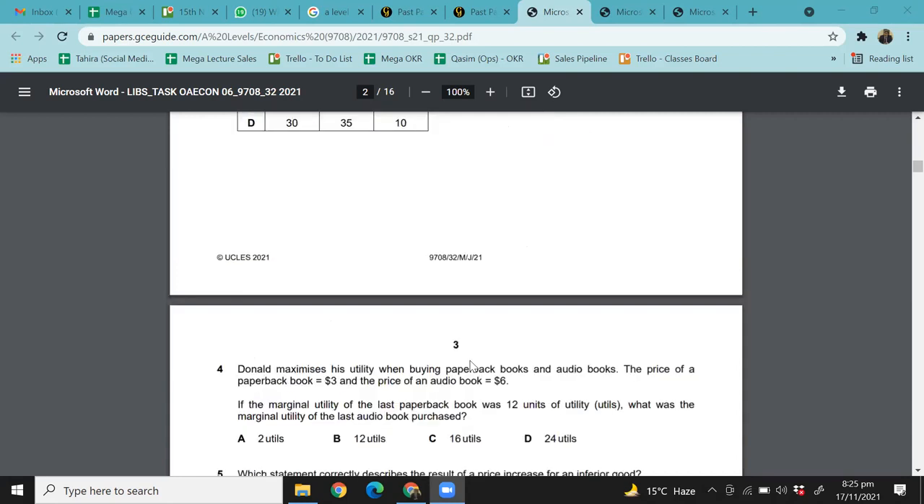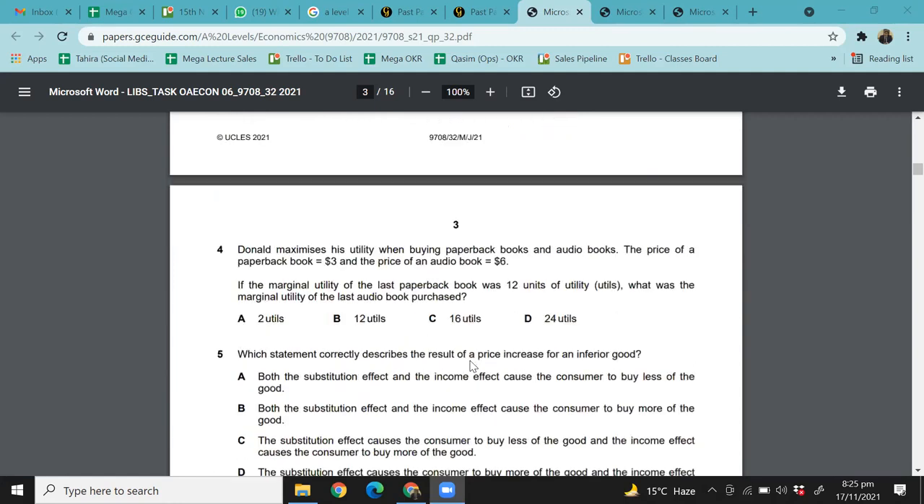Okay, next question. Donald maximizes utility when buying paperback books and audiobooks. The price of the paperback book is $3 and the price of the audiobook is $6. If the marginal utility of the last paperback book was 12 units of utility, what was the marginal utility of the last audiobook purchased? That should be simple. 12 divided by 3 is 4. So 6 times 4 is 24.